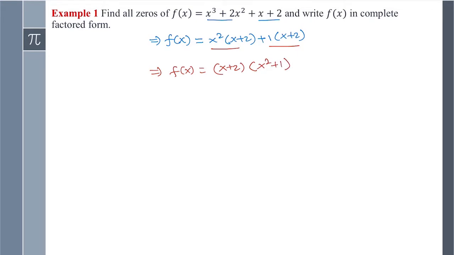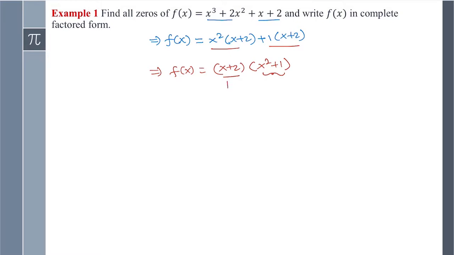Now, we have the first linear factor here. This is a quadratic factor. We cannot factor that easily. So what we are going to do is find the zeros first. So let's go ahead and find the zeros and then we'll factor it.